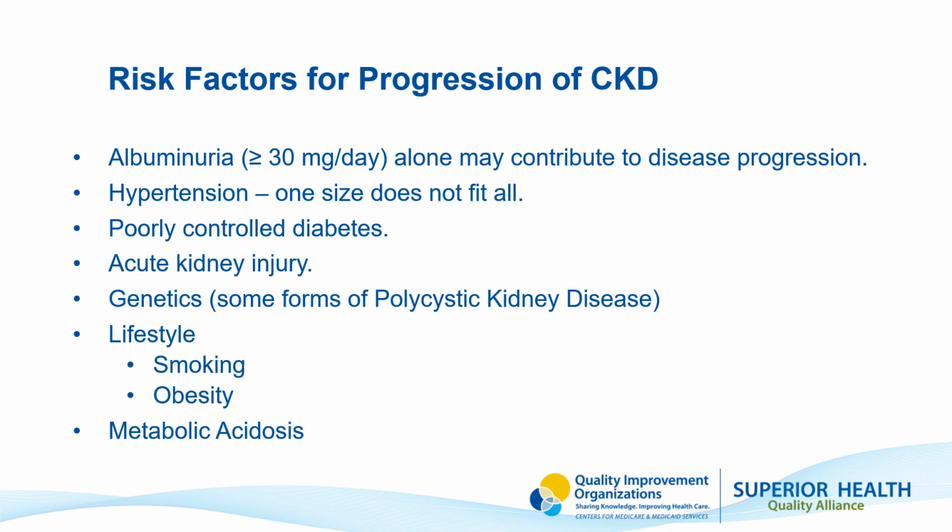Acute kidney injury may 100% resolve itself, but if not, can lead to chronic kidney disease. Genetics. Some forms of disease, such as polycystic kidney disease, can occur in multiple generations, including every generation, depending on whether that disease is autosomal dominant or recessive. Lifestyle issues: smoking, obesity, as well as metabolic acidosis, because of the buildup of acid in the blood because of poorly functioning nephrons.